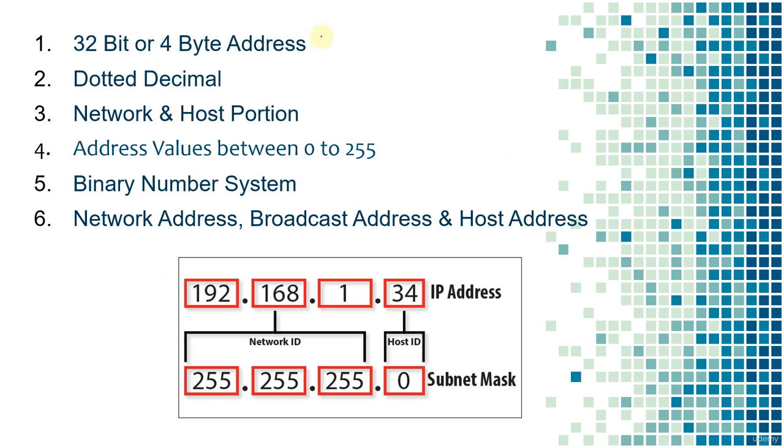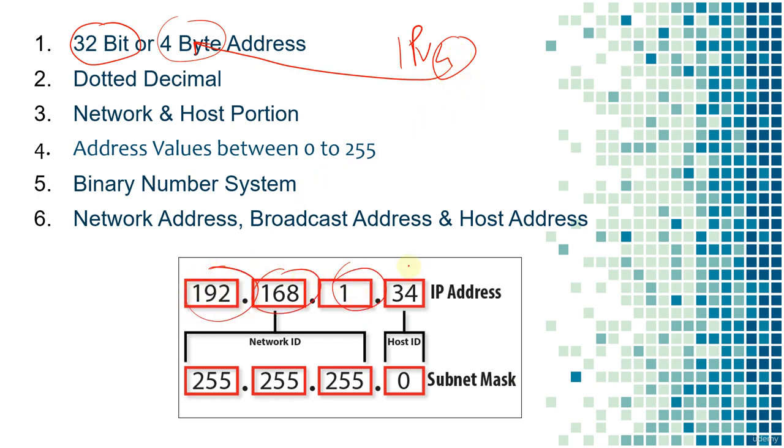So by the way, an IPv4 address is 32-bit or 4 bytes. How can you remember this? These are 4 bytes, as you can see. Every byte has 8 bits. So if you multiply 8 with 4, how much does it become? 32, which you can correlate with it. Okay, so a 32-bit, 4-byte address.